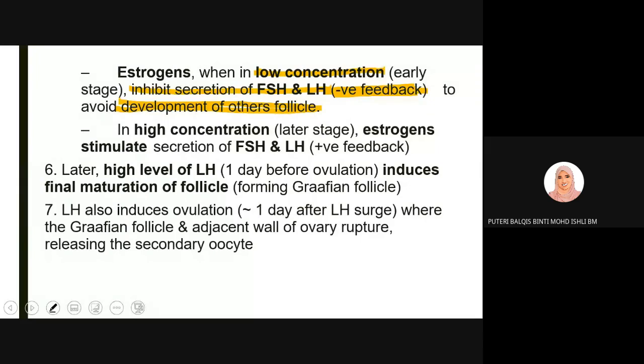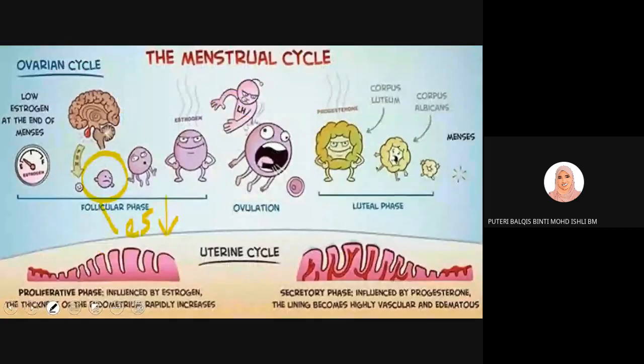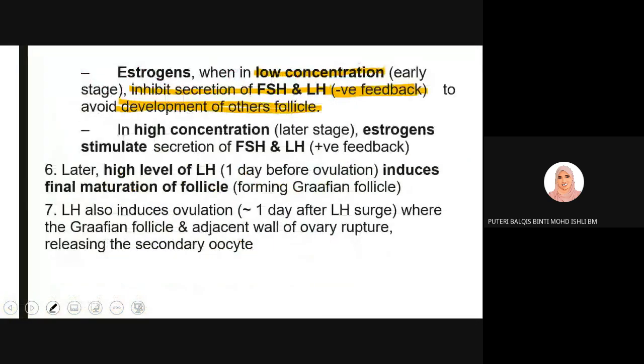Lama kelamaan follicle tu akan jadi besar kan? Bila besar, estrogen yang dikeluarkan akan jadi banyak. So, in high concentration, estrogen stimulate secretion of FSH and LH. Maksudnya ada positive feedback. Bila estrogen tinggi, dia akan bagi positive feedback. Bila estrogen rendah, dia akan bagi negative feedback. Kenapa pentingnya positive feedback ni? Untuk tinggikan level of LH.